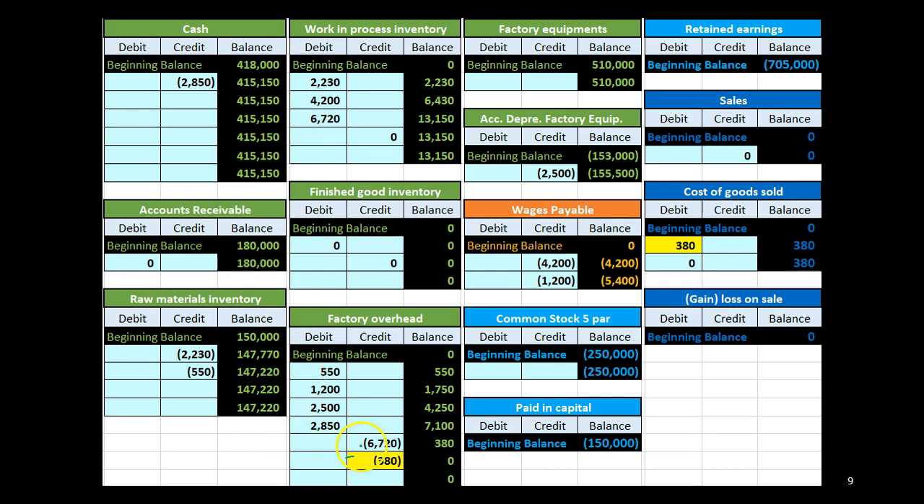And then we applied it out to the jobs using an estimate, which means that they're never going to be exact. Those two things are never going to be exact. Either it will be under or over applied. This happened to be under applied because we applied less here than the actual costs. And therefore we had to close this out, and the other side went to cost of goods sold.